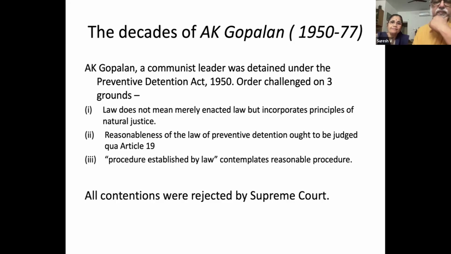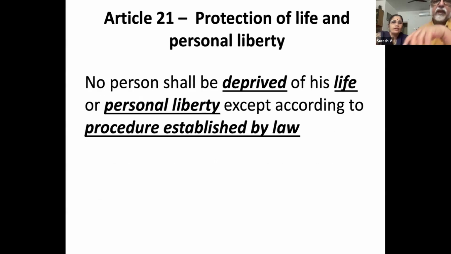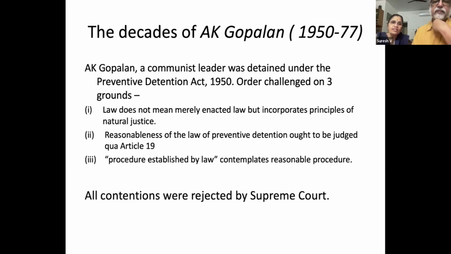Gopalan, saying that Article 21 says, yes, that life and liberty can be deprived by procedure established by law. So what A.K. Gopalan said is, it's not enough that there is a law which provides for depriving my personal liberty. That law should also be a fair law. It should be a reasonable law. So the words procedure established by law contemplate that it should be a reasonable and a fair procedure.